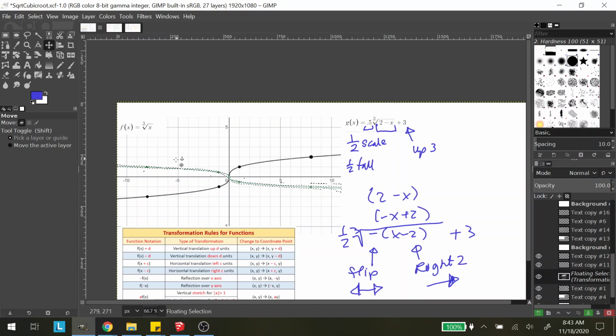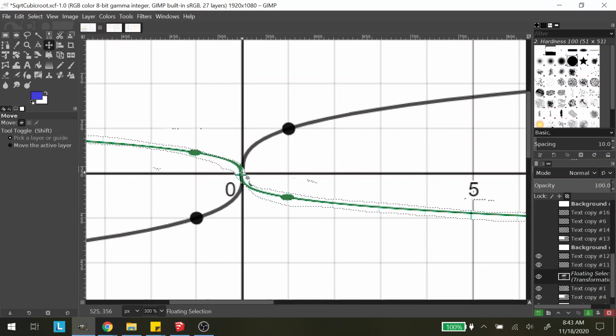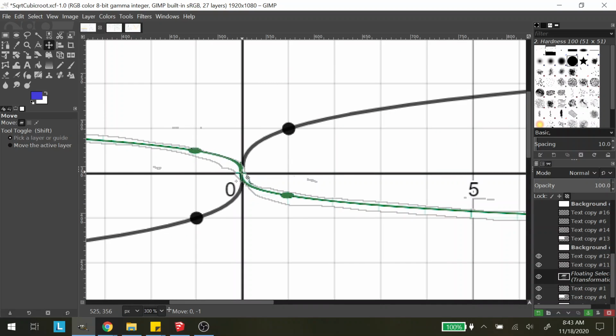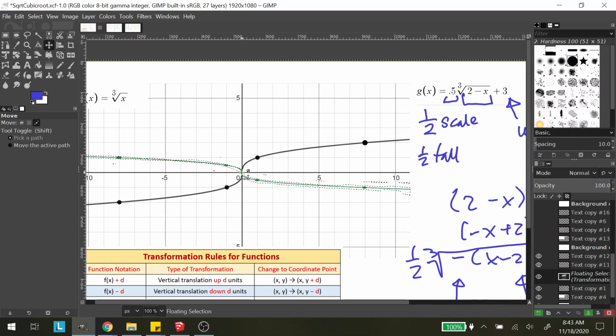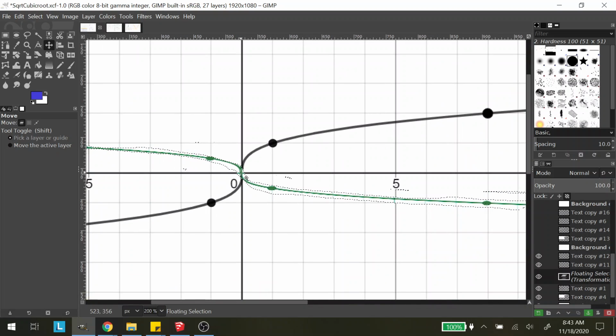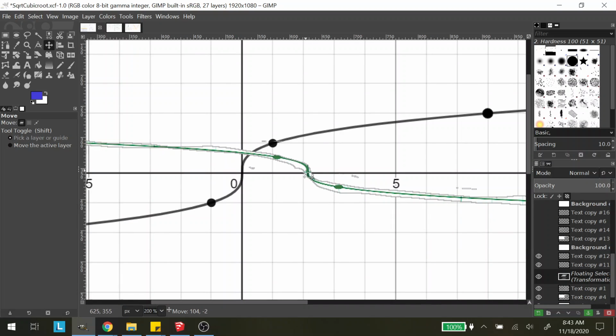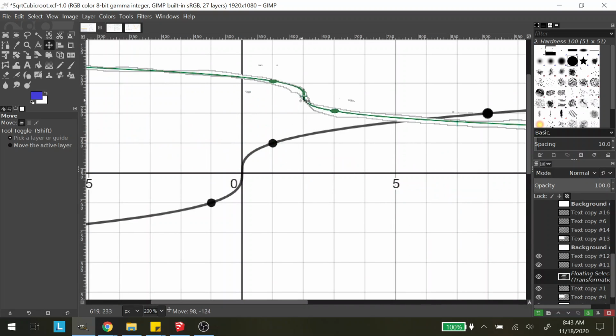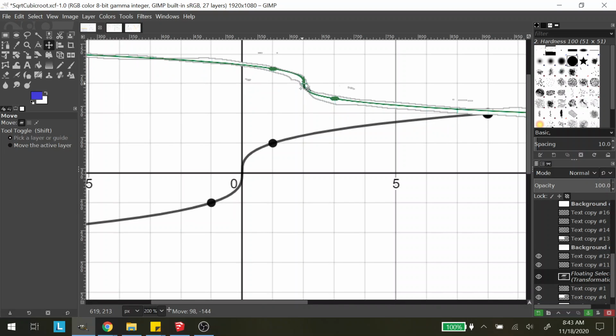So we're looking at the graph. We've now flipped it, and it's half as tall. Then we've got to move it both to the right and up 3. So I'm going to zoom into the center. I'm going to move it to the right. How many to the right? I don't remember. 2. 2 to the right. And then up 3. So that is pretty close.